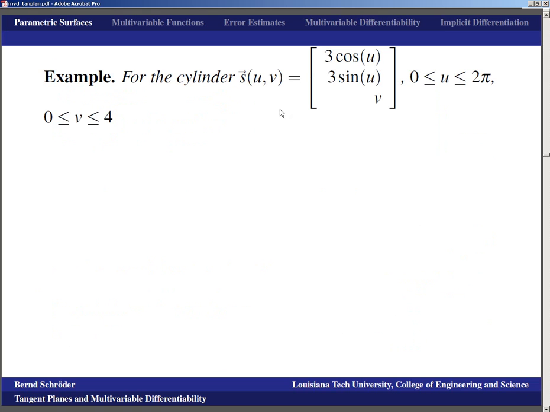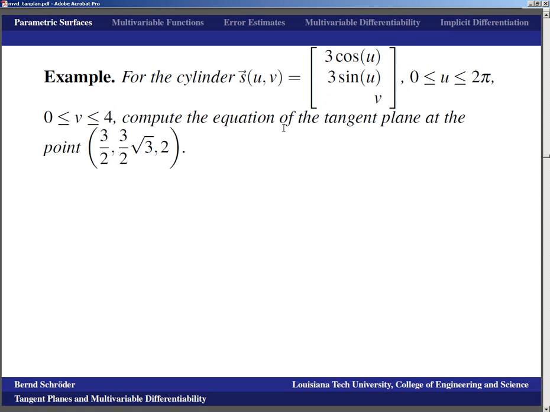And so for the cylinder, S of u and v being 3 cosine u, 3 sine u, and v, where u goes from 0 to 2 pi, goes all the way around, so it's a full cylinder, and v goes from 0 to 4, well, so that thing has bounded height, if you will, and it's of course only the walls of the cylinder. We don't have the top and bottom there. We want to compute the equation of the tangent plane at the point 3/2, 3/2 root 3, and 2. Can that point be reached?